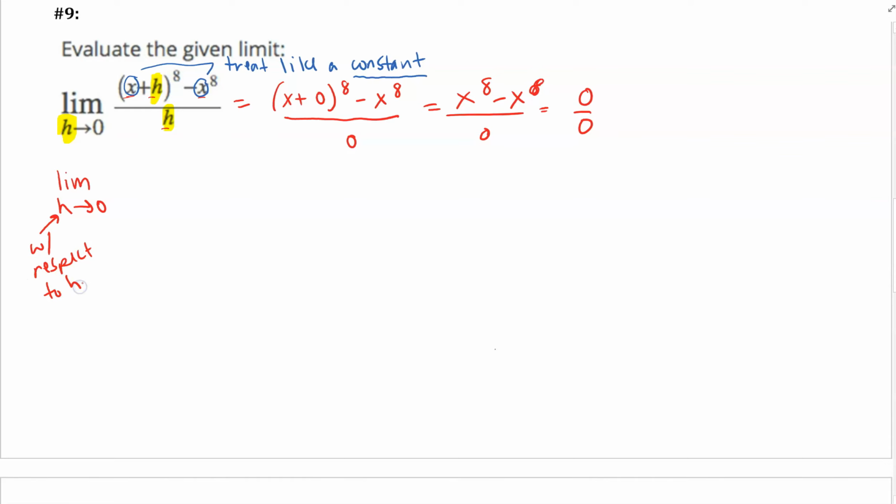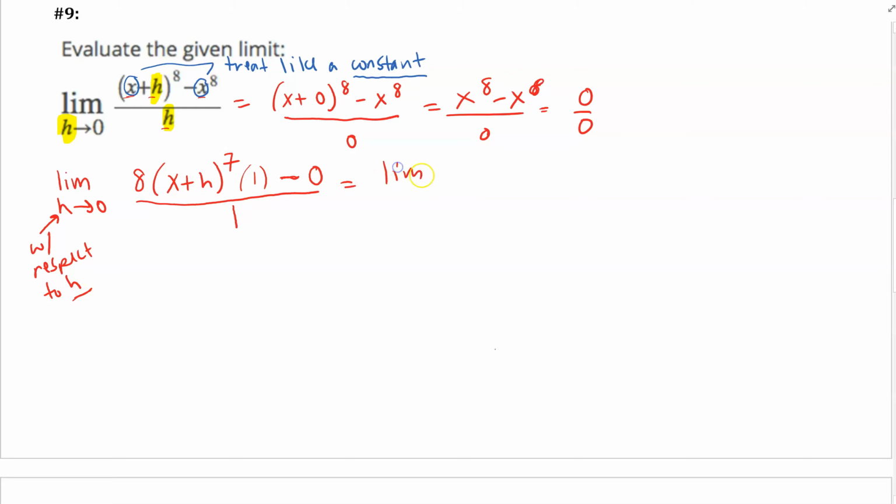So the derivative of (x + h)^8 would be 8 times (x + h)^7, and then technically times 1 for the chain rule, because the derivative of x + h with respect to h would be 0 + 1. And then minus the derivative of x^8, which is 0. Since we're taking the derivative with respect to h, we think of x as a constant. So then it would just be 0. And then all over 1, because the derivative of h with respect to h is 1.